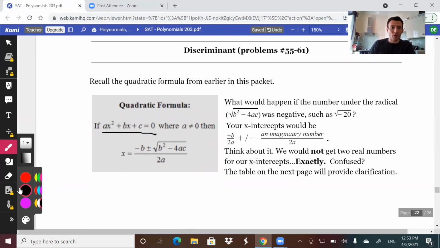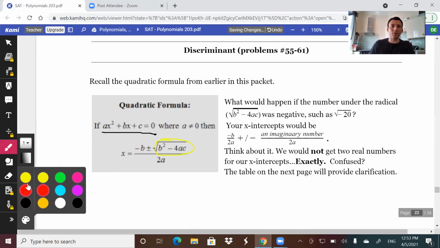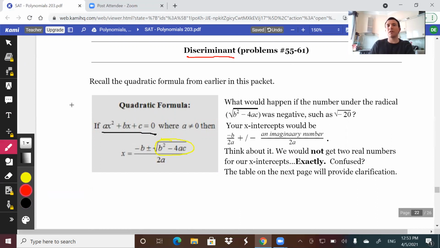Well, this part that I'm going to highlight in yellow, this part under the radical, this b squared minus 4ac, this is referred to as the discriminant. What does it allow you to discriminate or kind of differentiate between? It allows you to determine how many times you cross the x-axis or how many times a line crosses your quadratic. In this case, it's 0. But anyway, think about it this way.